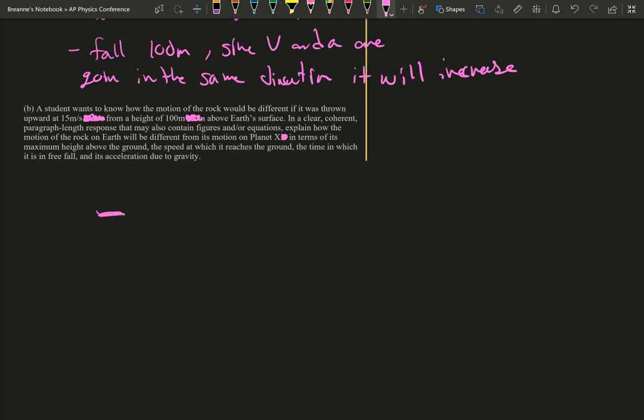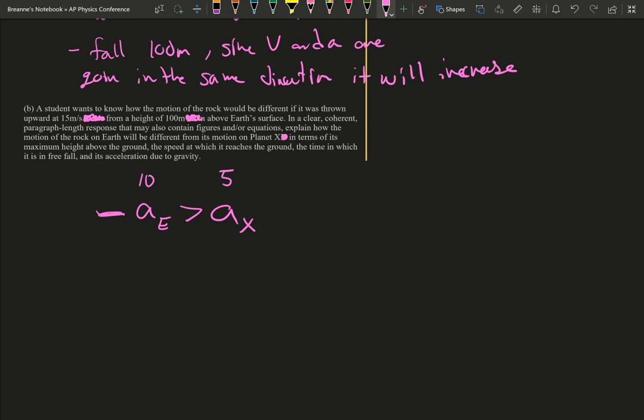So right off the bat, you know that the acceleration on Earth is greater than your acceleration on planet X. Because your acceleration due to gravity on Earth is rounded to 10. It's 9.8, but we can round it to 10. And the acceleration on planet X is 5. So we know that Earth has a greater acceleration.